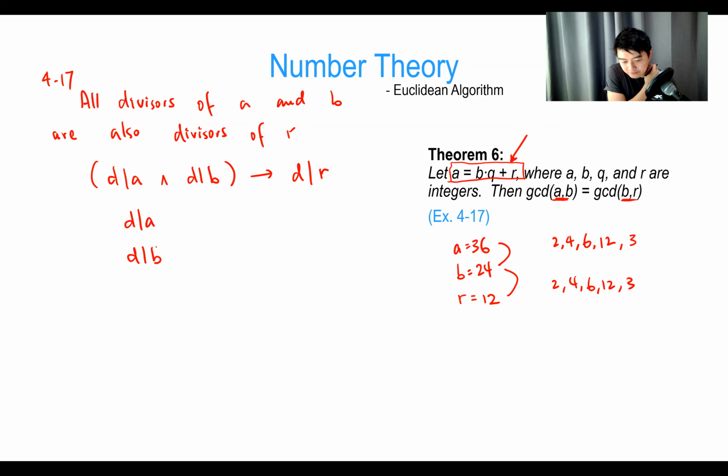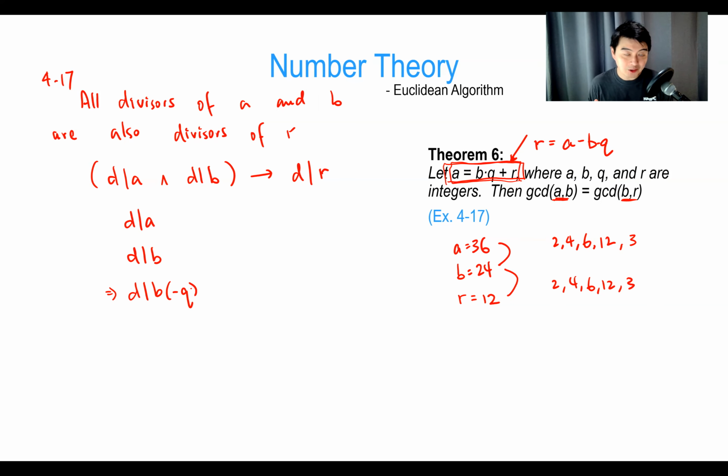The first thing we should note is that if I have this equation, r is actually a minus b times q. I just moved b times q over to the other side, right? So r is essentially equal to a minus bq. So if d divides b, can I then say that d divides b times negative q?